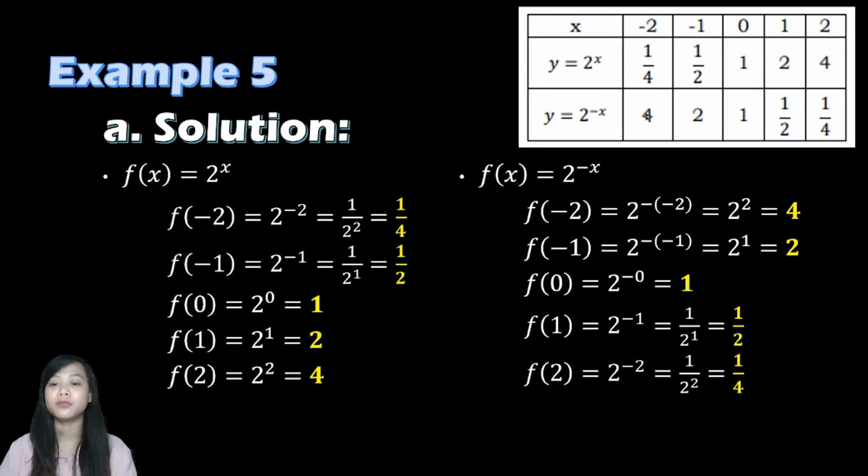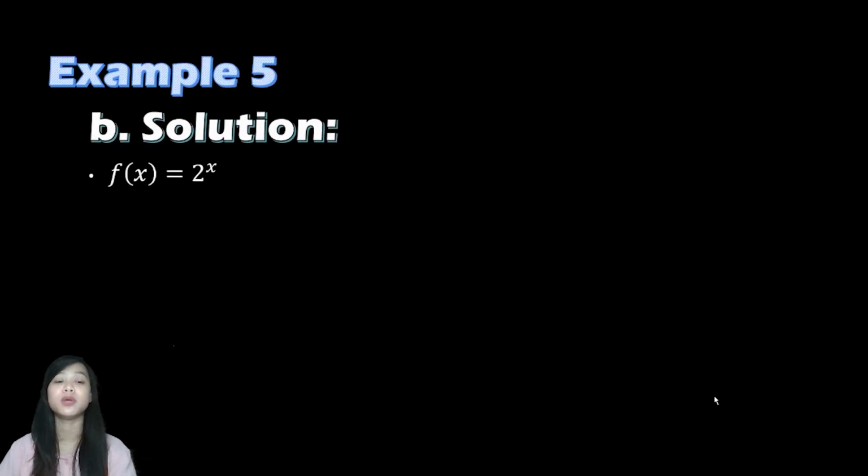Writing it in a table, we have this set of tables. We have 1/4, 1/2 for the range in the first function, y equals 2 raised to x. Then for 0, we have 1, then for 1, 2, and for 2, 4. And here we have 2 raised to negative x. For negative 2, we have 4, for negative 1, we have 2, for 0, 1, for 1, positive 1/2, and for 2, positive 1/4.